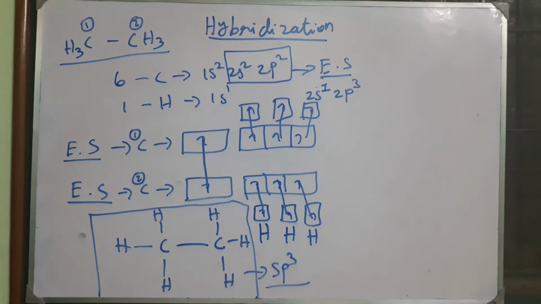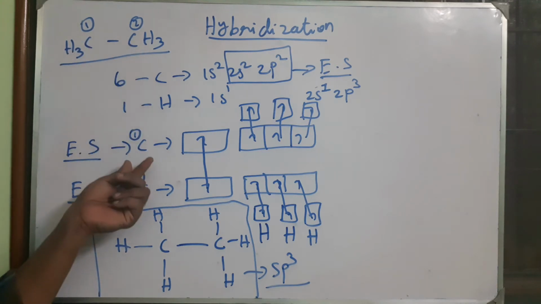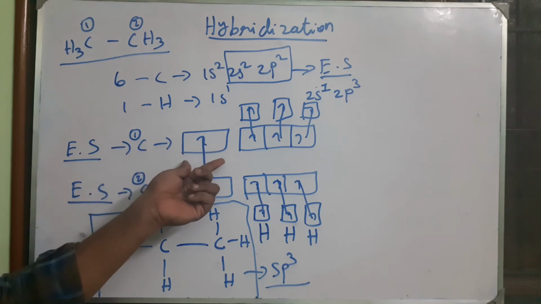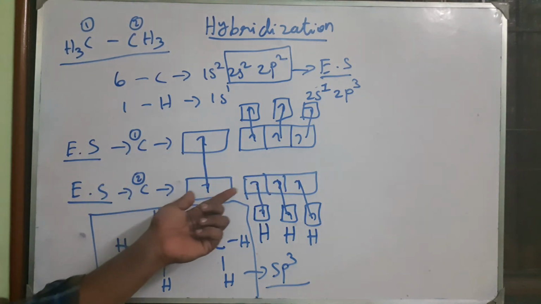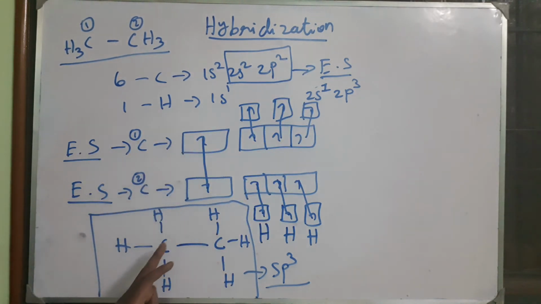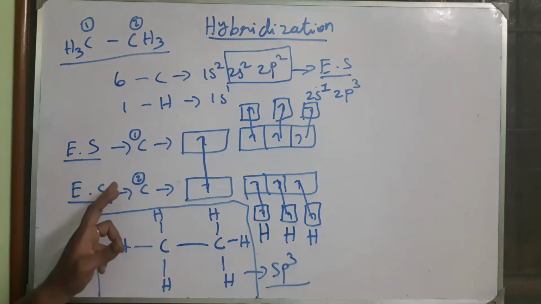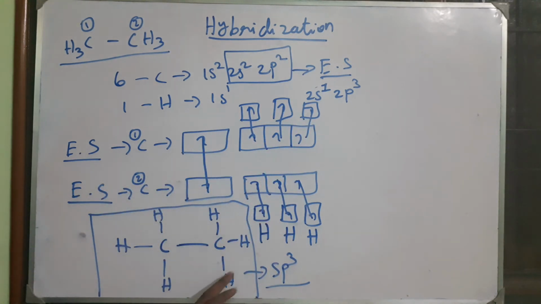This is one carbon and this is the other carbon. This carbon has 2s1 and 2p3, and this one also has 2s1, 2p3 excited state electronic configuration. This s orbital is bonded with C, single bond C. Next, the first carbon is attached with 3 hydrogen atoms, and the second carbon is also attached with 3 hydrogen atoms. So this is called sp3 hybridization. This is the simple way to find out the hybridization of each molecule.